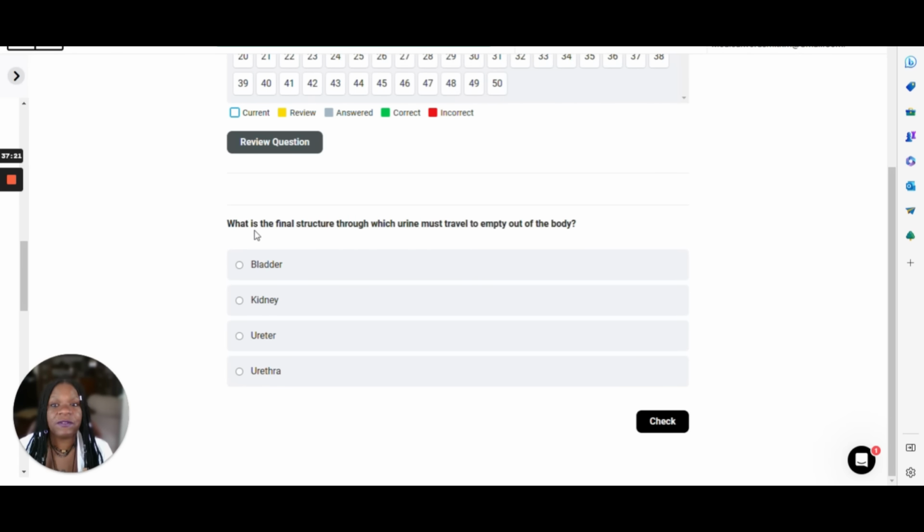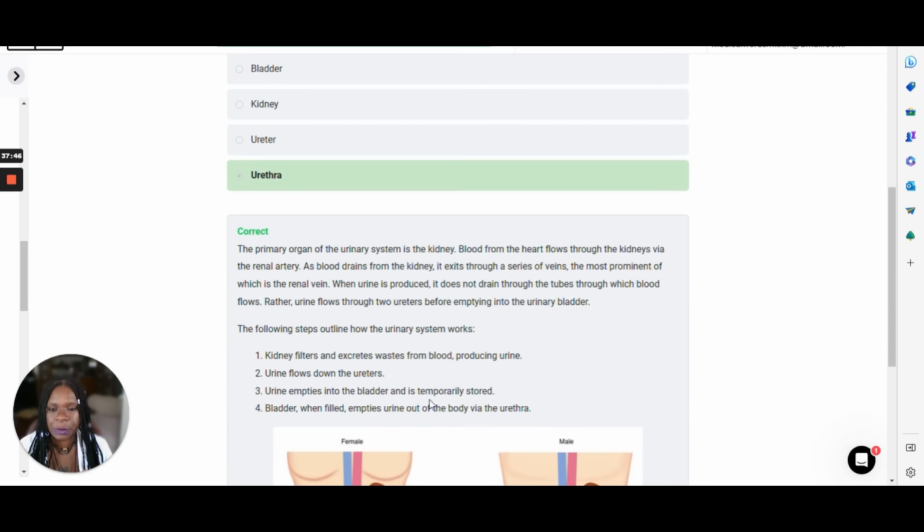Which is the final structure through which urine must travel to empty out of the body? Is it the bladder, kidney, ureter, or urethra? So right away, we can eliminate the bladder and the kidney because the key word in this question is going to be the final structure. So I'm going to go ahead and go with urethra because I know that's the body's exit point. And let's see what it says here.